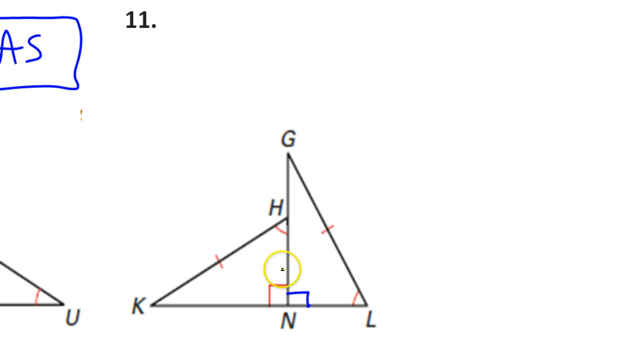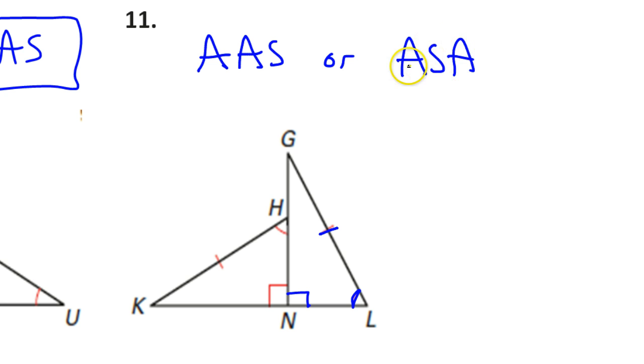So we'll have to treat this like a regular triangle. I have two angles and a side. Is that going to be angle, angle, side, or angle, side, angle? Well, if it's going to be angle, side, angle, the side has to be between the angles. Here are the two angles right here. Is this side between them? No, it is not. So it is not angle, side, angle. So it must be angle, angle, side: two angles and the side that is not included between them.